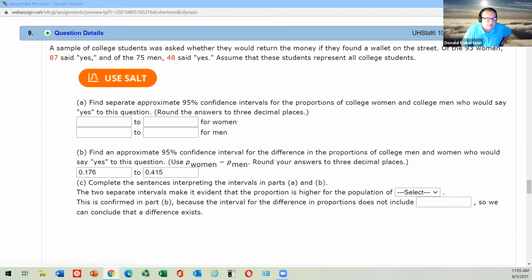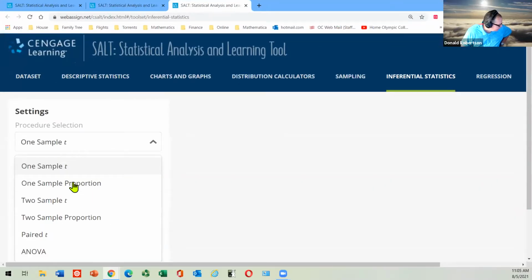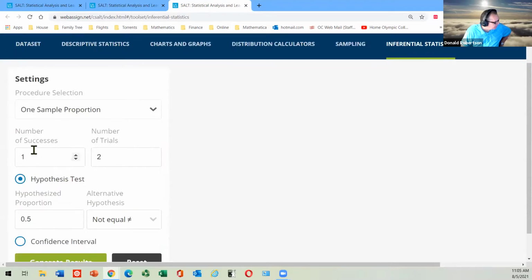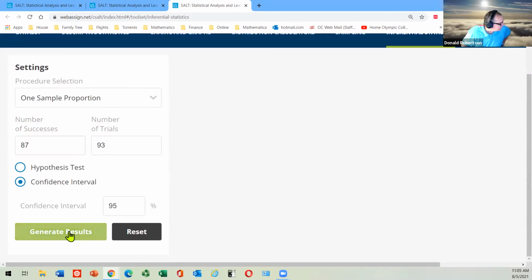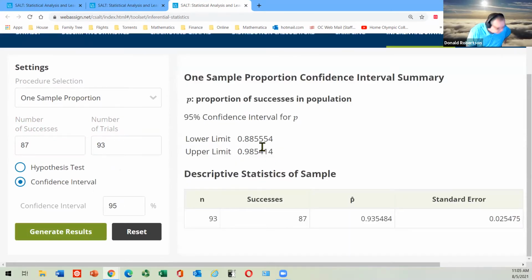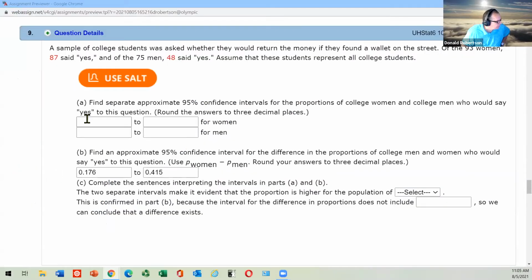So if I click on salt and I go here, what you do for a single one is you hit one sample proportion like yesterday. And for the women, you type in 87. And for the men, you type in 93. And it's a 95 confidence interval. And the answer is somewhere between 0.886 to 0.986. So here it's going to be 0.886 and all the way to 0.986. And then you do the same thing for the men.